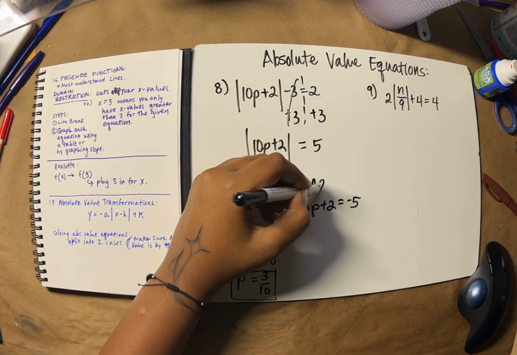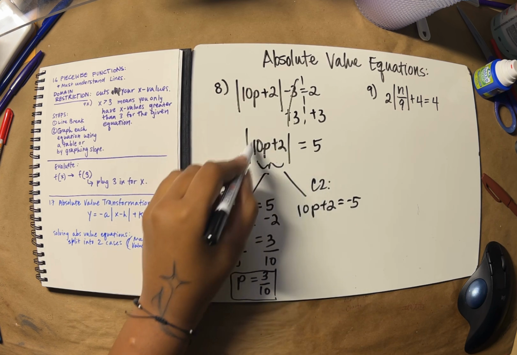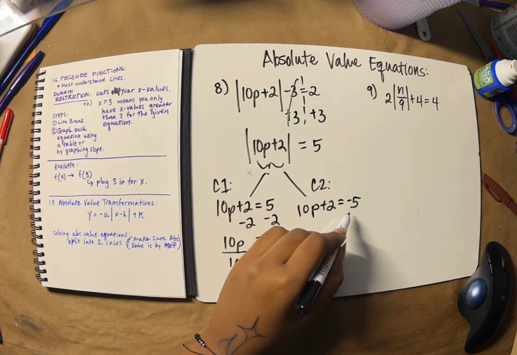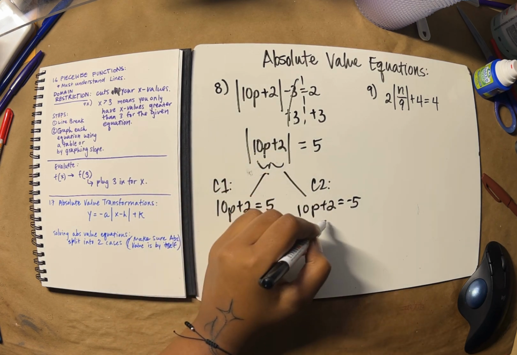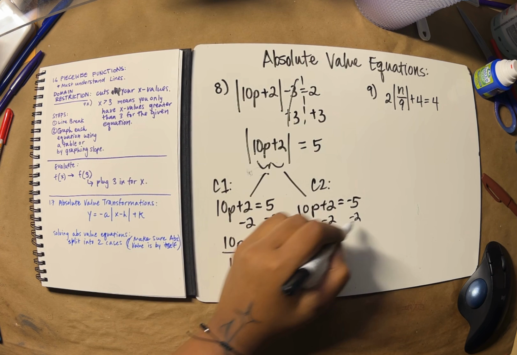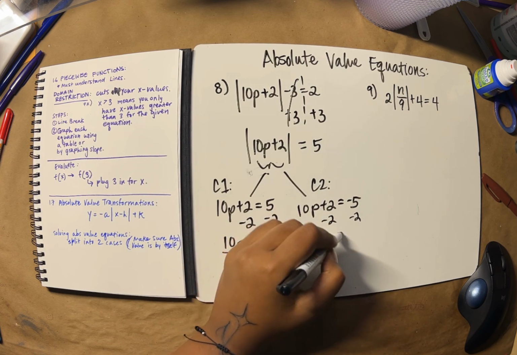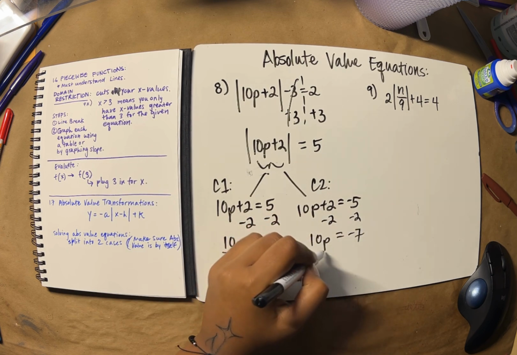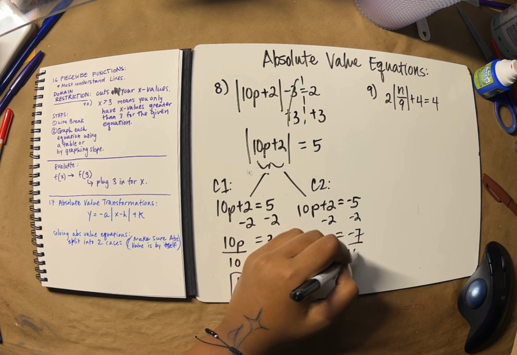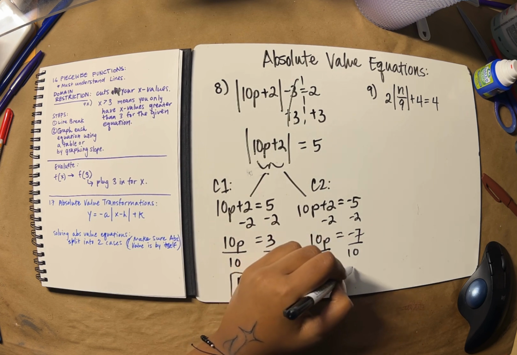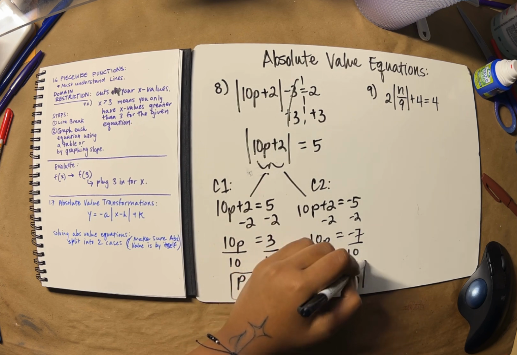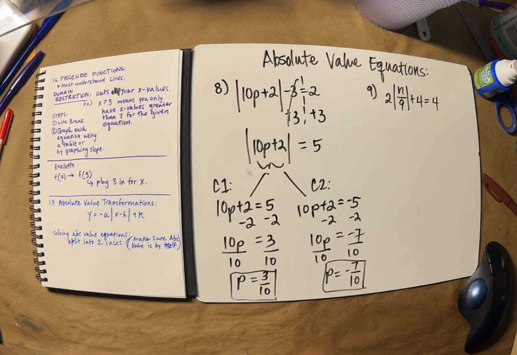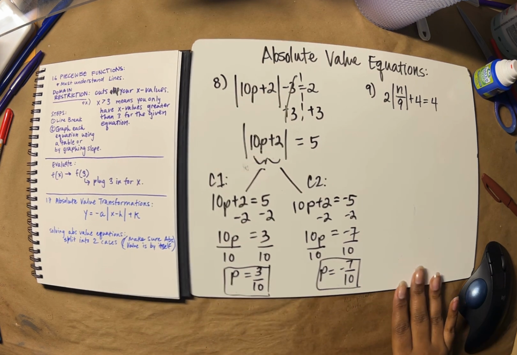Now we're talking about case 2. This is when the inside of my absolute value could have been equal to -5. So I'm subtracting 2 on both sides. I have 10p is equal to -7. And then I divide by 10 on both sides. I have p is equal to -7 over 10. So those are the two possible cases here.